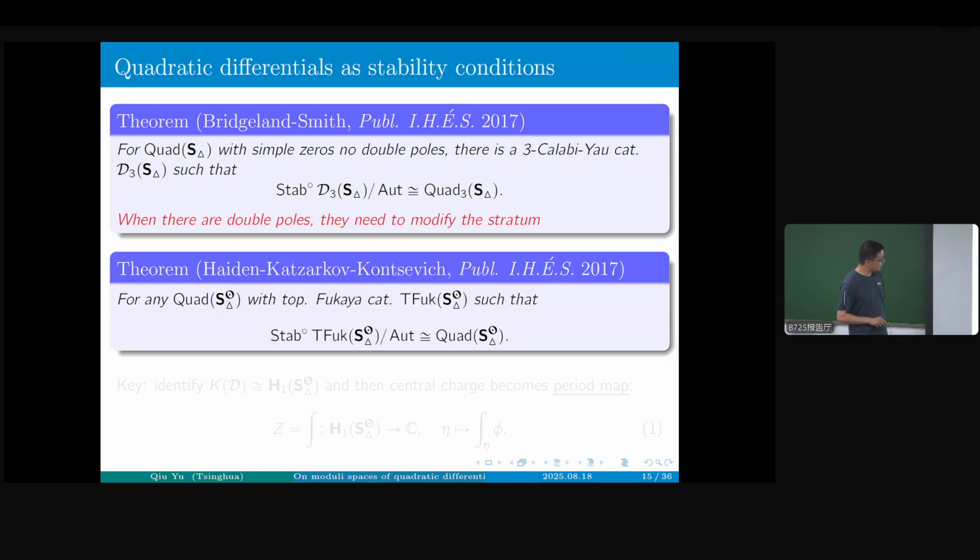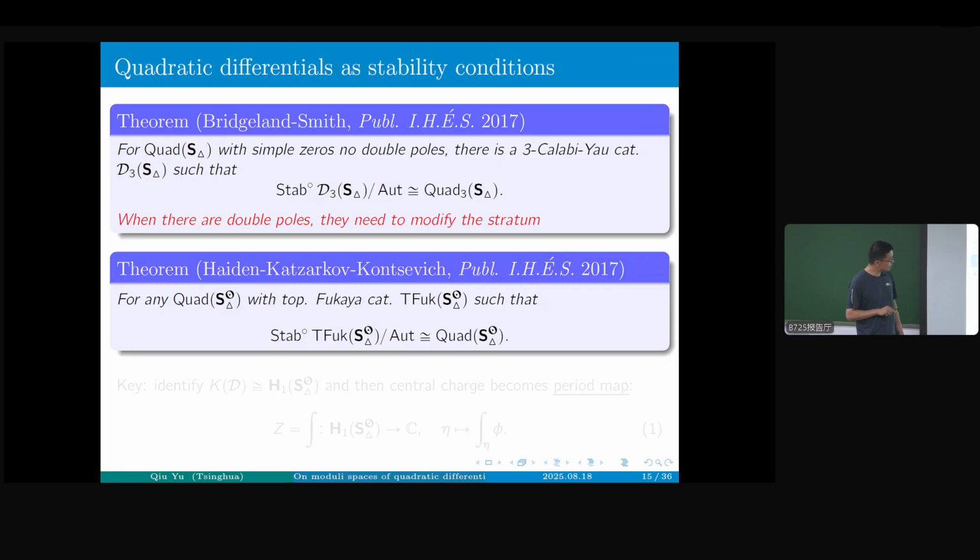And at a similar time, so actually this appears in 2013, this appears in 2014, although they published in the same year. Haydn, Kazakov, and Kazevich give another version, that for any stratum of moduli space of quadratic differentials, they construct this topological Fukaya category. And then they show any stratum of moduli space of quadratic differentials can be categorified by this category. So this topological Fukaya category is much easier than the 3-Calabi-Yau category because it doesn't involve any symplectic geometry in some sense.